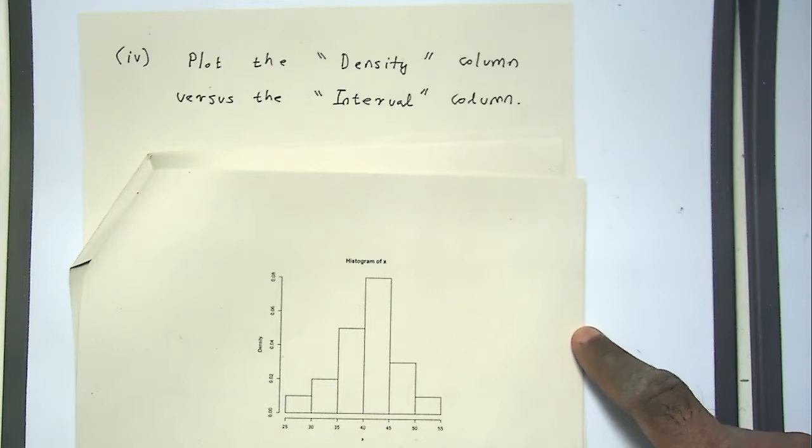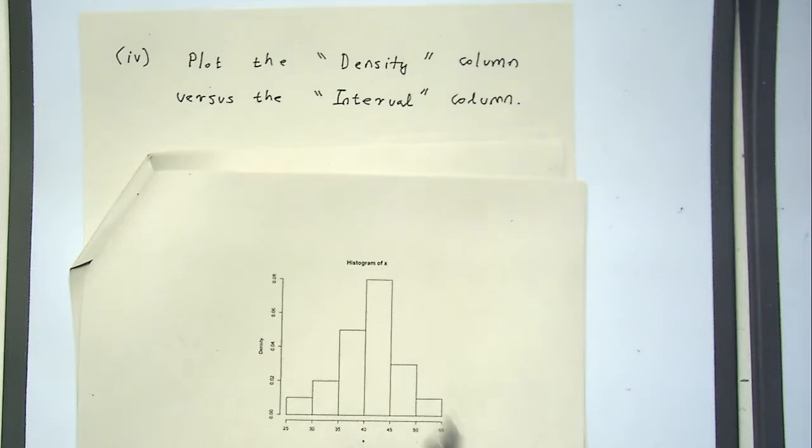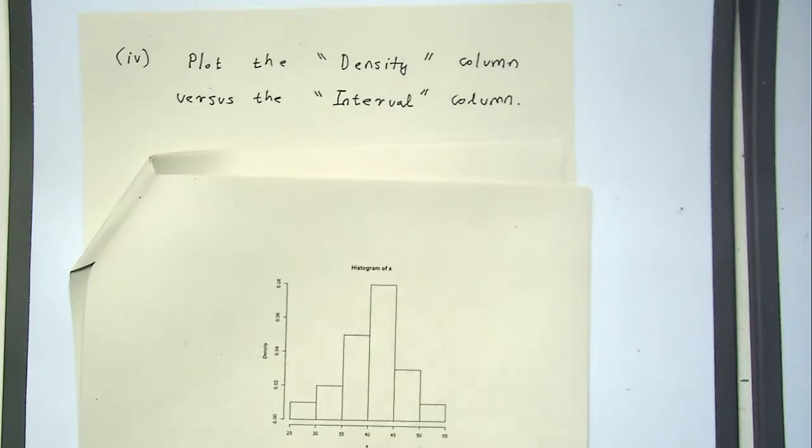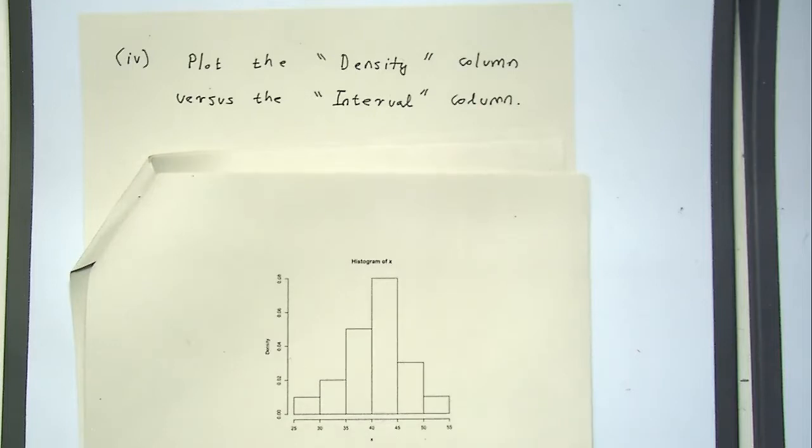Okay. As you can see, it's pretty symmetric. If you look at the histogram, you see that it's kind of symmetric. So the shape of the distribution is approximately symmetric.